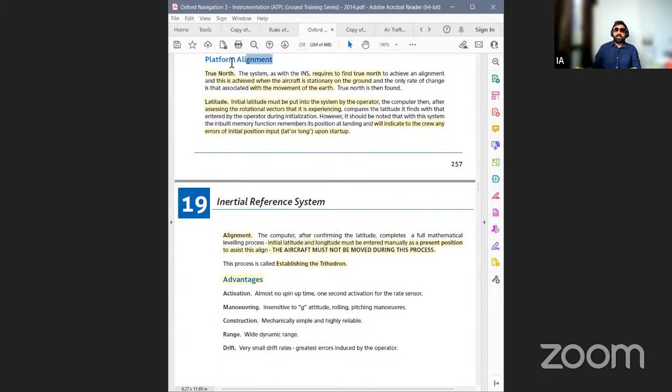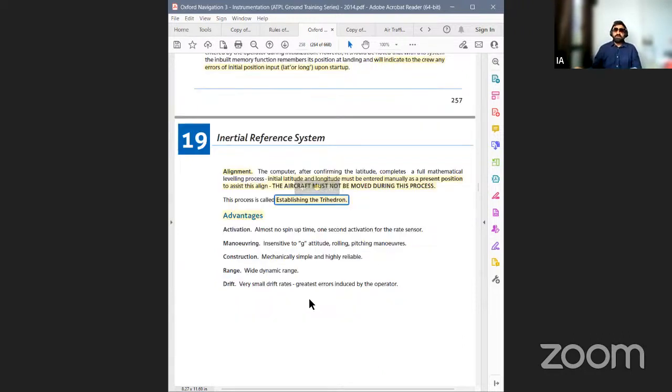The platform alignment procedure is also called establishing the trihedron. Why trihedron? Because the ring laser gyro looks like a triangle. It's not just a triangle, but more like a cube. So in total, it becomes like a trihedron. What are the advantages? Like I said earlier, these are the advantages for IRS.